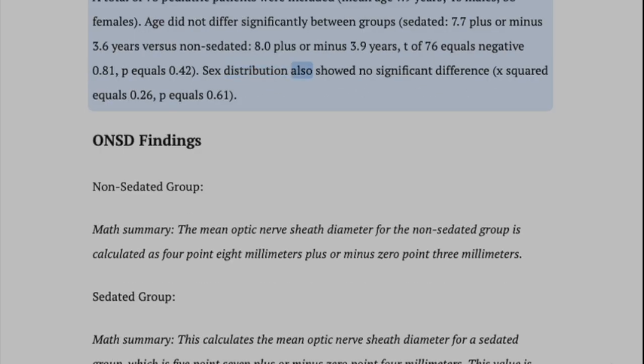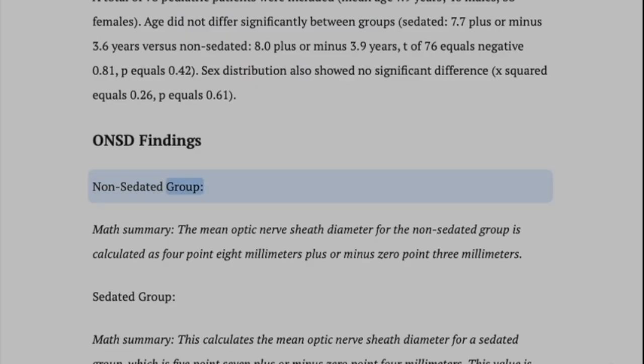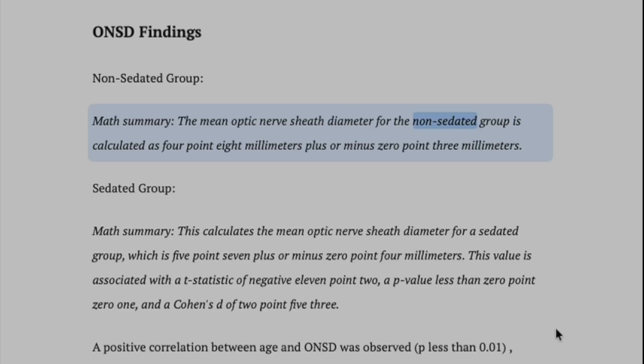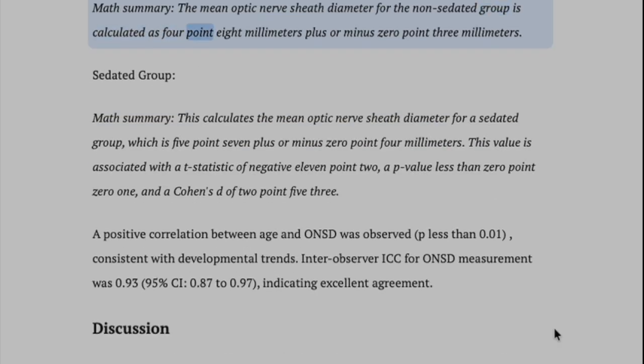Sex distribution also showed no significant difference. Chi-squared equals 0.26, p equals 0.61. ONSD findings. Non-sedated group. Math summary. The mean optic nerve sheath diameter for the non-sedated group is calculated as 4.8 millimeters plus or minus 0.3 millimeters.